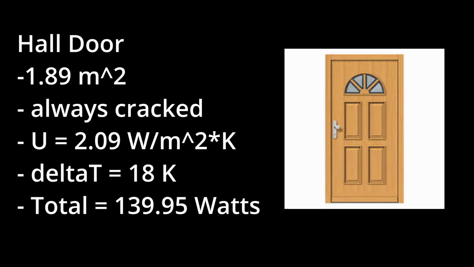So, for the heat loss in each window and door, the hall door is always cracked open. Called it about 1.86 square meters. I added a multiplier of 2. I used a U value of 2.09 watts per meter squared Kelvin, and then I set an energy difference of 18 Kelvin. In total, that comes out to 139.95 watts.